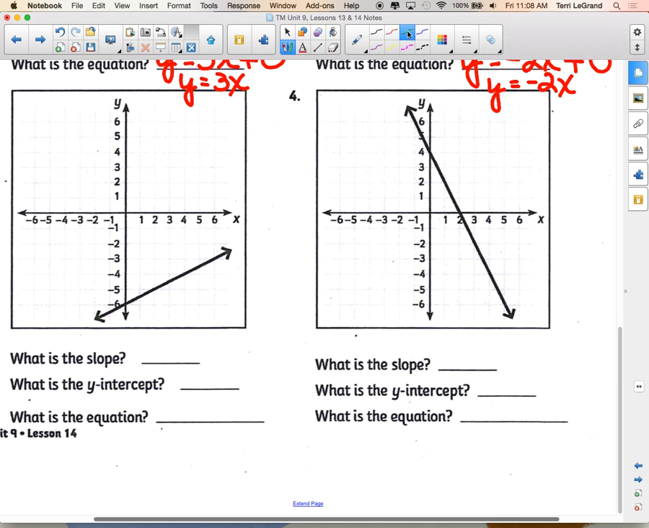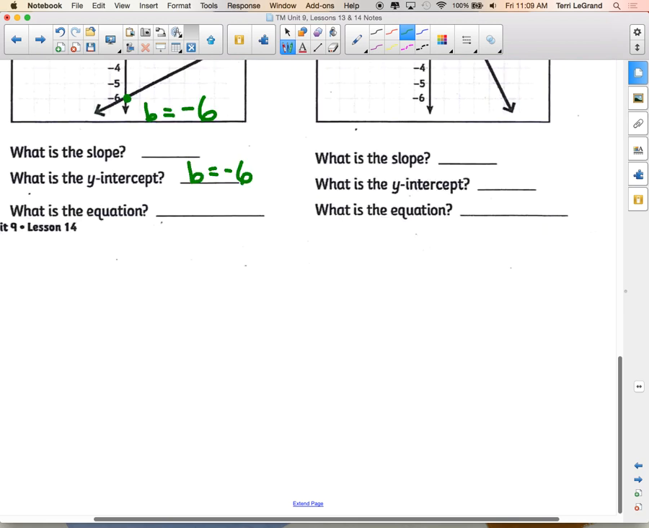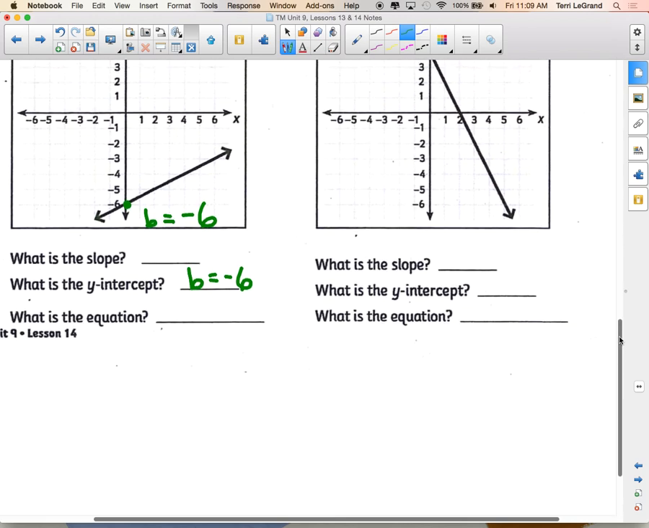Okay, how about we use where it's crossing the y-axis as one of our points? Because then right away, could we say what our b is equal to? What's our b equal to? Where's it crossing the y-axis? -6. Okay, so we already got that part. Now we need what? The slope. So we're going to have to find another point that has good integer coordinates.